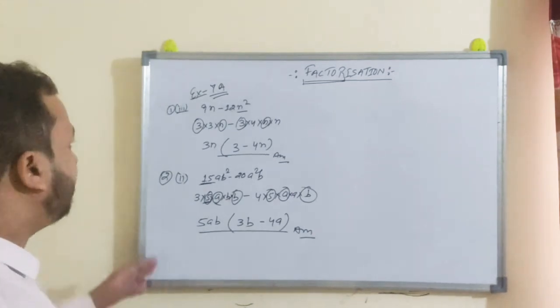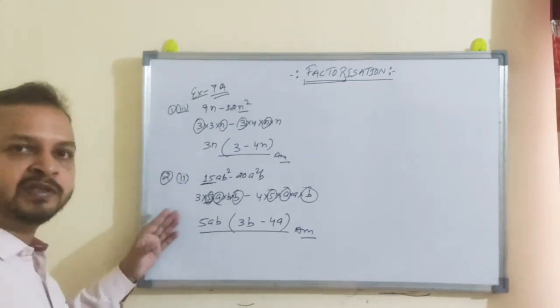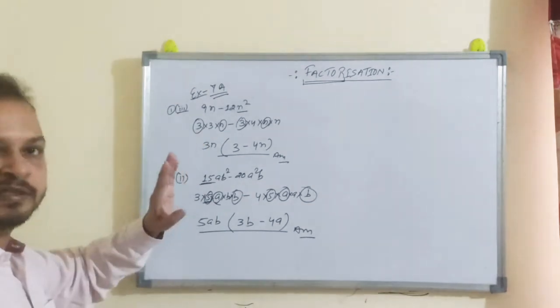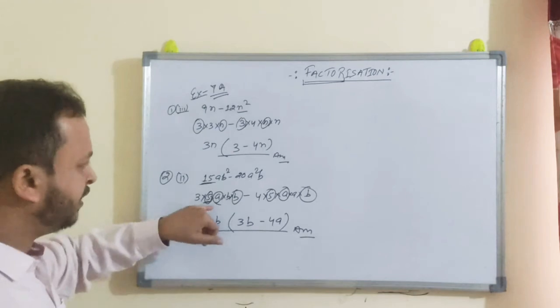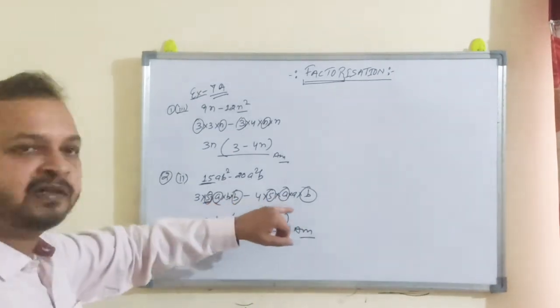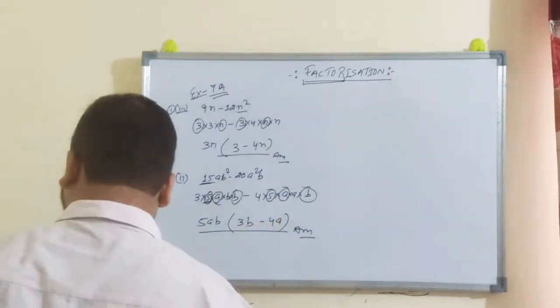So while solving these questions, first you have to factorize all these things, right? This way, then take the common part. You can easily segregate the common terms, right?